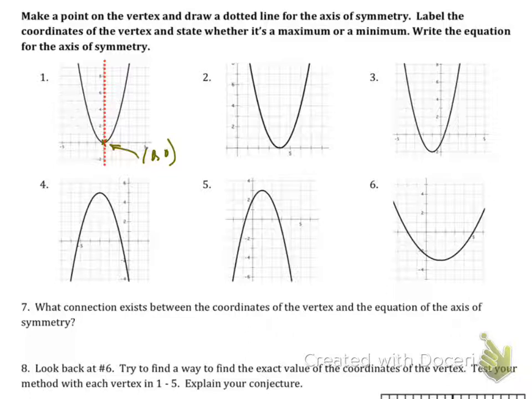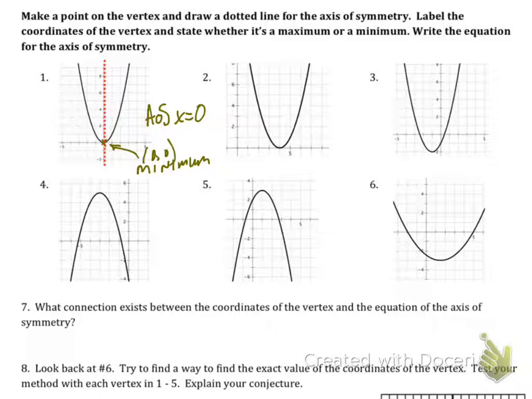So then, next up, we need to state whether this vertex is a maximum or a minimum. So if it's a maximum, then there are no outputs that can be greater than that 0. Well, if that's the case, this is a minimum because it will not go any lower than 0 for the output. The equation for the axis of symmetry would be x equals 0. Because all along that vertical line, x is equal to 0.